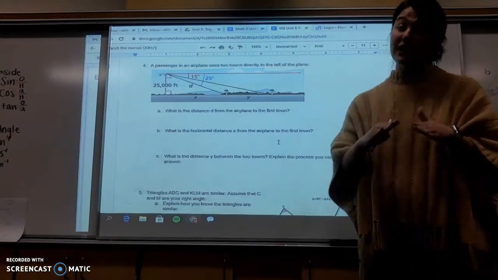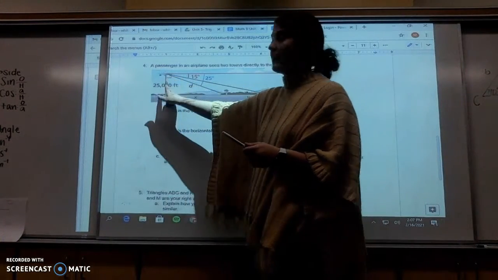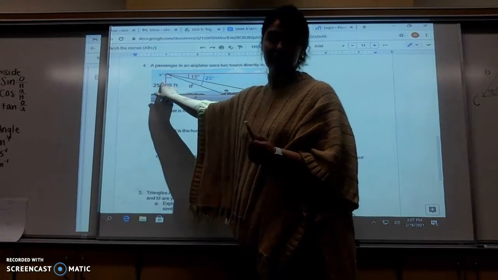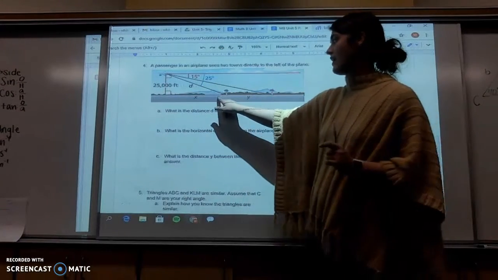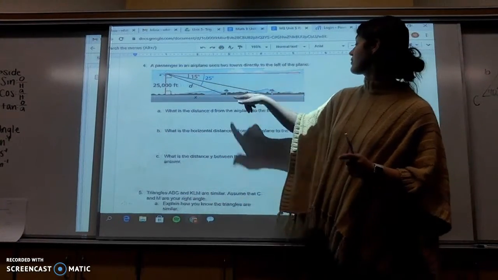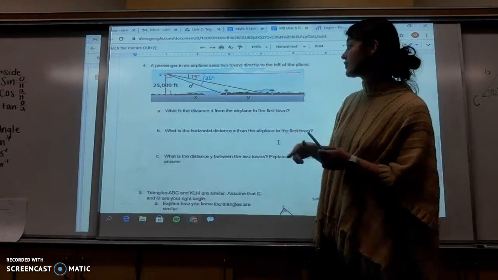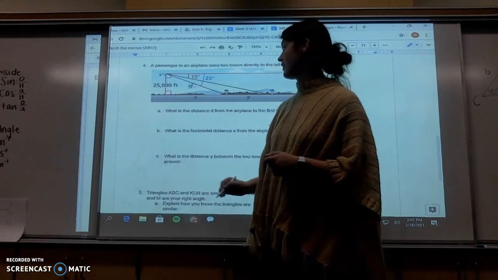Okay. All right. These are angle of depression problems. So that means if I'm up here in the plane, that is 2,500 feet above ground, I guess, and we look down and we see town 1. Our town 1 is this x, and our town 2 is our y value. What is the distance from the airplane to the first town? That is looking for our hypotenuse here.